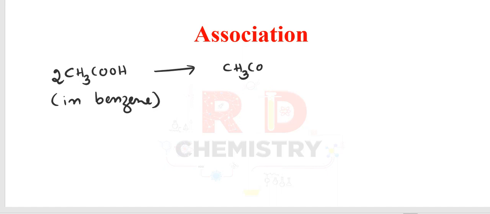Now what is association? Suppose I dissolve acetic acid in benzene. If I take water, it will give acetate ion and H plus ion. But in benzene, 2 moles of acetic acid will combine to give the dimer, acetic acid dimer. 2 molecules of acetic acid combine to give a single molecule. It's a dimer. Why does it become a dimer?